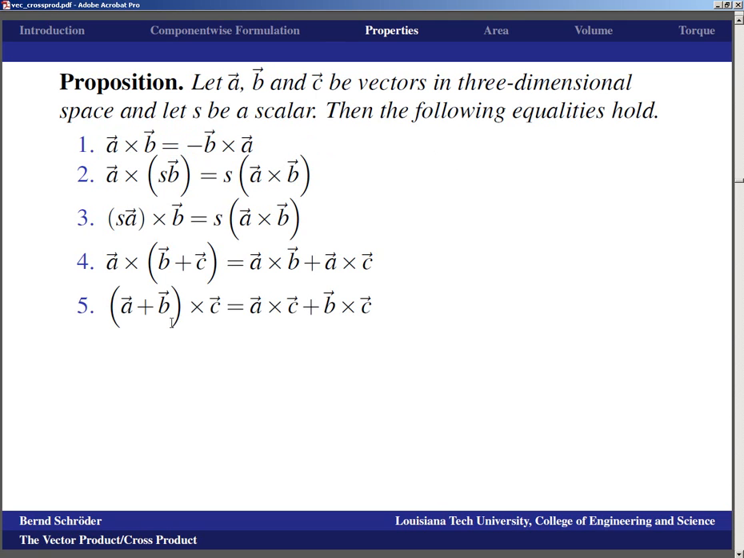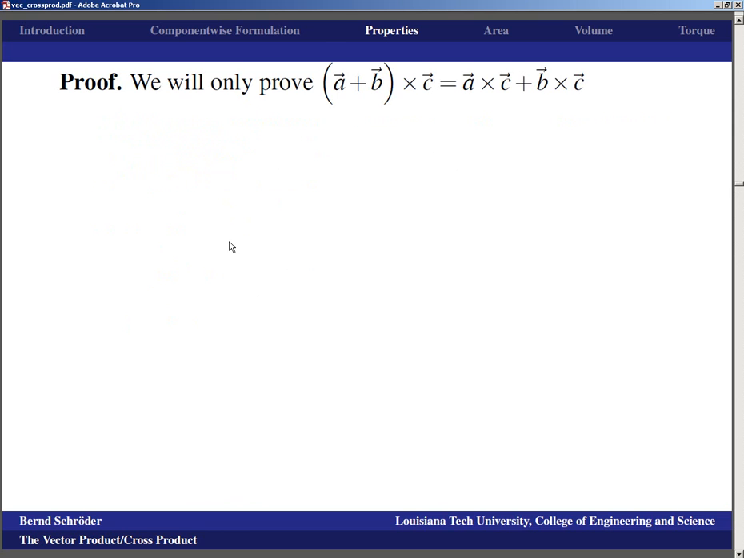Then, of course, if you multiply from the right, you get what we would expect also, namely that you can multiply out parentheses from the right also. And as a proof, we're only going to prove that when you multiply out from the right, you get the expected result.